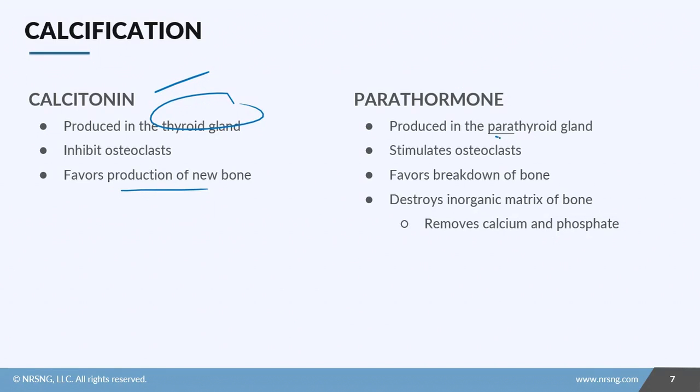Parathormone is produced in the parathyroid gland and it stimulates osteoclasts. So it's basically a production of it. It says, hey, we need more breakdown of bone. What happens is it ends up destroying the inorganic matrix of the bone and removes calcium and phosphate. So some people with parathyroid issues will also have increased occurrences of conditions like osteoporosis because that overproduction of parathormone promotes the removal of calcium, because the bones are a reservoir for calcium. That's where they go get it.